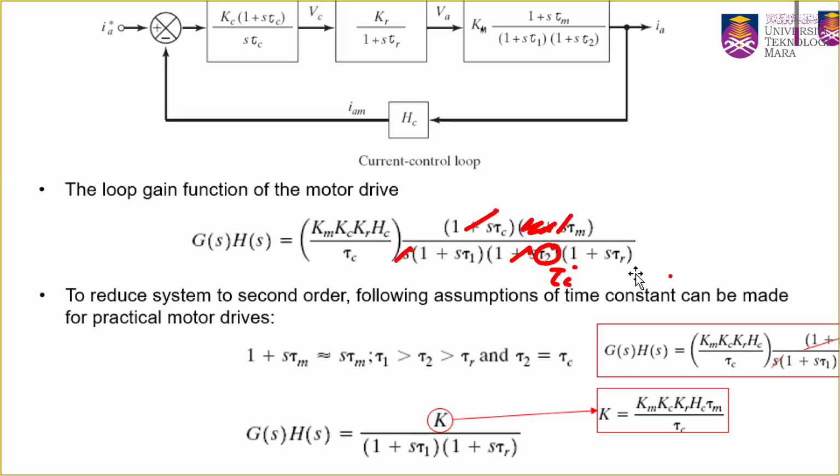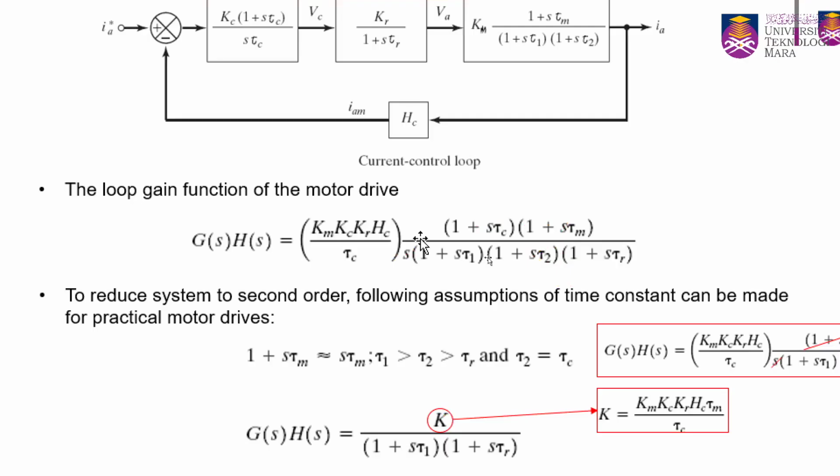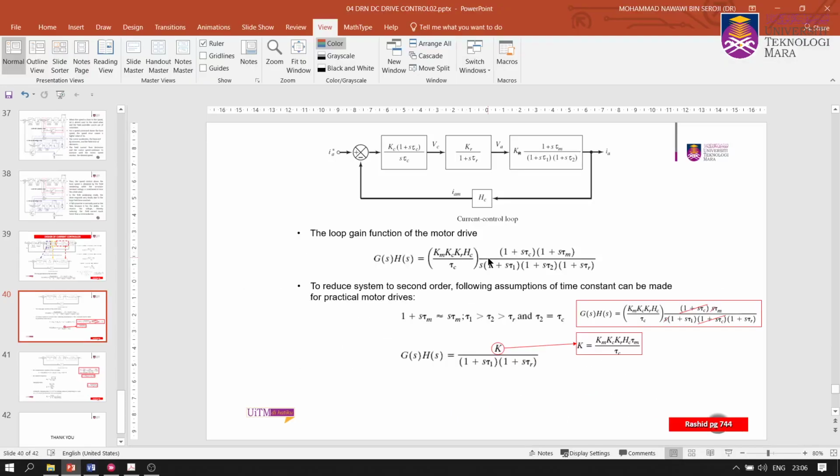And finally, what is left is G(s)H(s) equals K divided by (1 + sτ1)(1 + sτr). Okay, so that is the simplification. We try to simplify the equation by considering these statements here, right? Therefore you have G(s)H(s) equals K divided by (1 + sτ1)(1 + sτr), and then you can rearrange that.